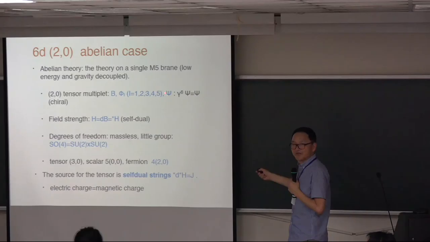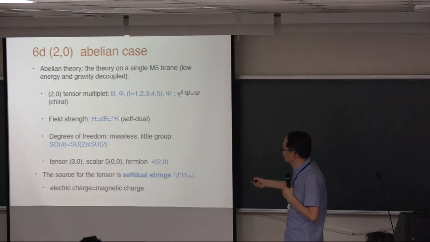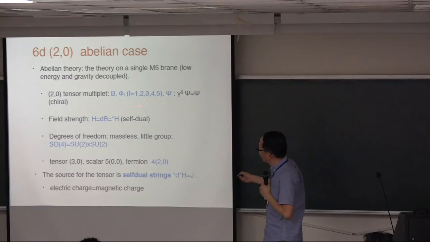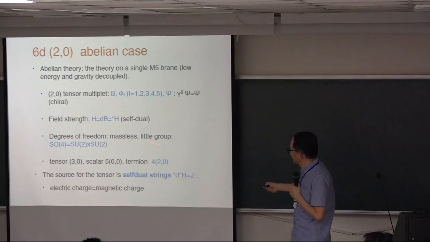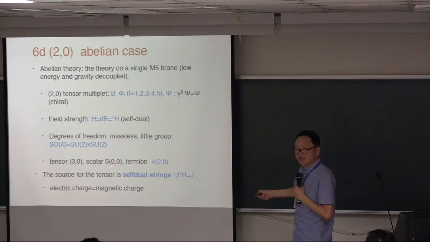Now, this two-form tensor field in six dimensions can have a self-dual field strength, because it's possible in two, six and 10 dimensions, I guess. Because of this self-duality, the degrees of freedom are reduced from 6 to 3. As they are massless particles, you go to little groups, and the little group for a given momentum and energy is SO(4). The tensor belongs to the (3,1), for example, chiral representation of SO(4), and the five scalar fields are similar. The fermions are also similar, so that you have 8 bosonic degrees of freedom and 8 fermionic degrees of freedom.